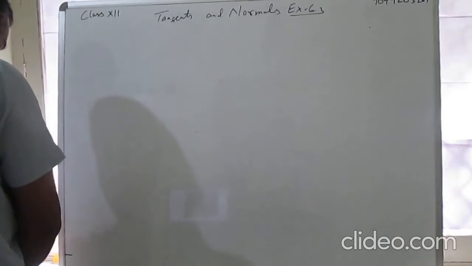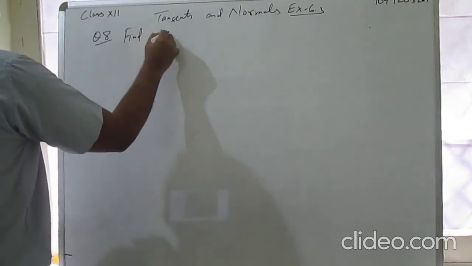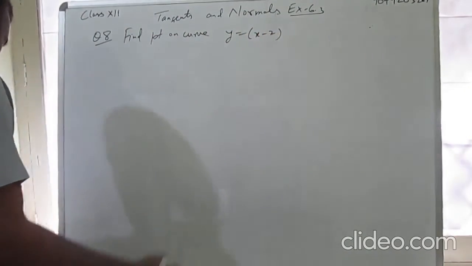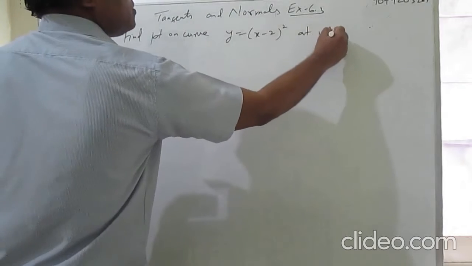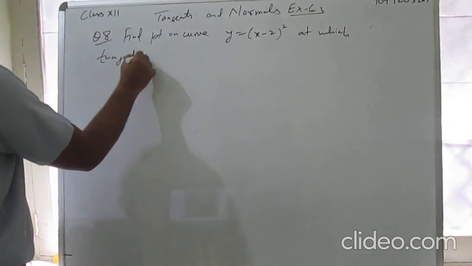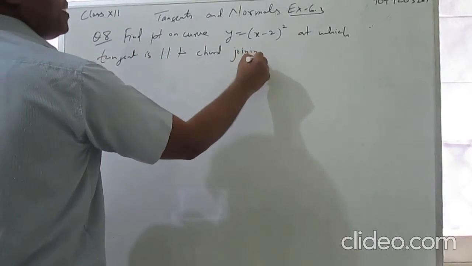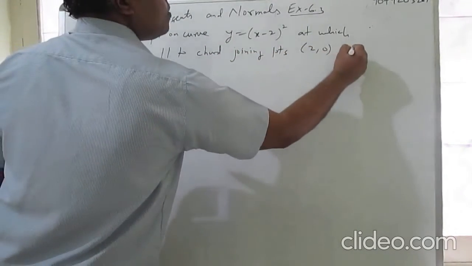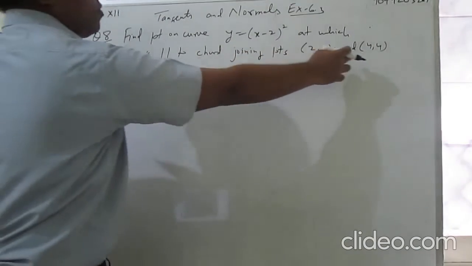Question number 8. Find a point on the curve y is equal to x minus 2 whole square at which the tangent is parallel to the chord joining the points 2, 0 and 4, 4.